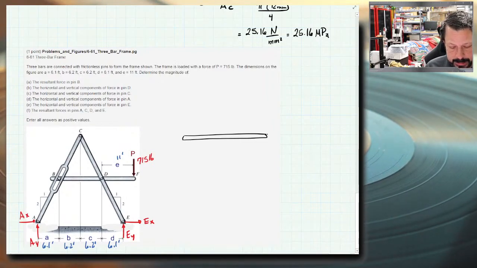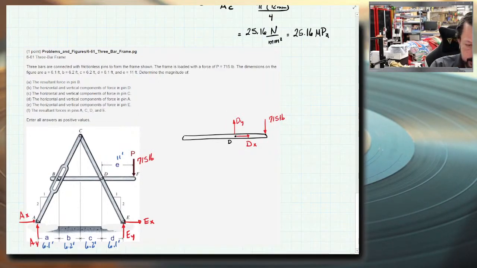And so BDF at D, that's a pin. There are no 2 force members in here. Everything either has 3 connection points or 2 and a force applied to it separate. So no 2 force members. So at D, I just have a regular pinned connection, which would give me dx and dy. I've got that 715 pounds.